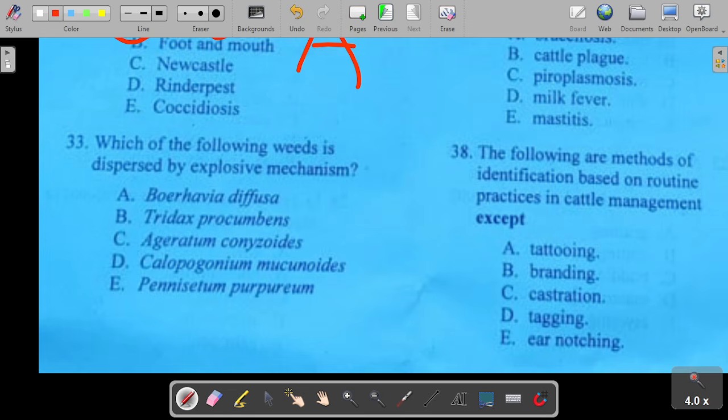Which of the following weeds is dispersed by explosive mechanism? This is under dispersion. We have the Bovea diffusa, traders, no. So that is wind. The answer is A.